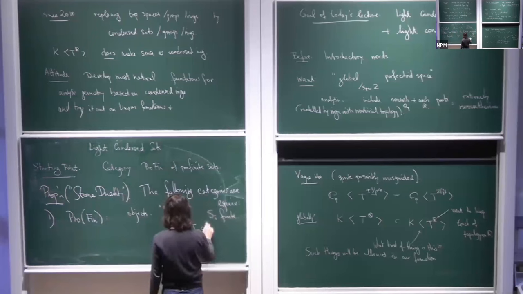How many of them? What does it mean isomorphic? Yeah, I think that's also the same thing, because any such finite quotient is given by a finite collection of such open subsets, and I think it's the same terminology for some.